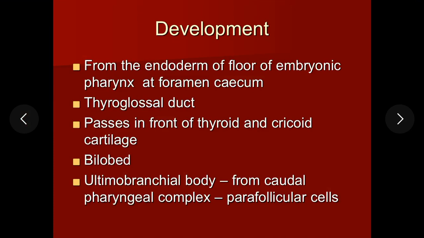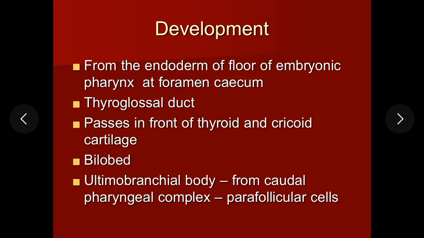Actually, the thyroid gland is developing from the endoderm of the floor of the pharynx at the foramen cecum. That is the point from which you got the downward extension of the thyroglossal duct. This thyroglossal duct will pass in front of the hyoid bone, thyroid cartilage, cricoid cartilage, and then divides into two, becomes bilobed, so as to form the gland.